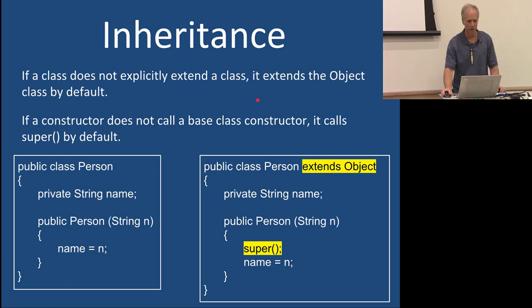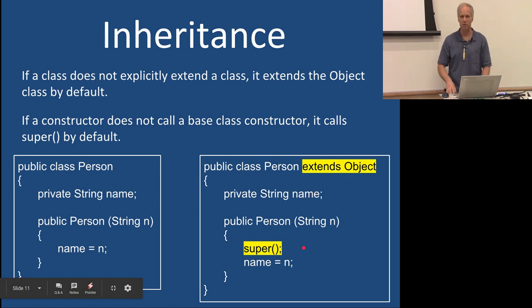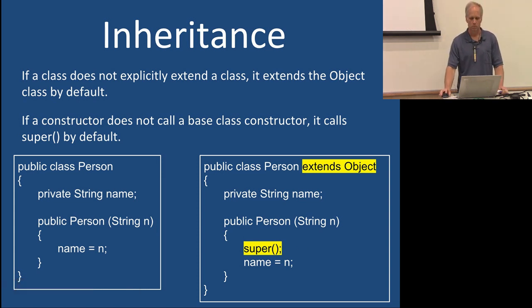You've been writing code like this. Actually, you have been extending Object, and your constructors have called that base class constructor. Yeah? I'm confused as to what's being extended. Okay, Person extends the Object class. It inherits all the methods from Object.